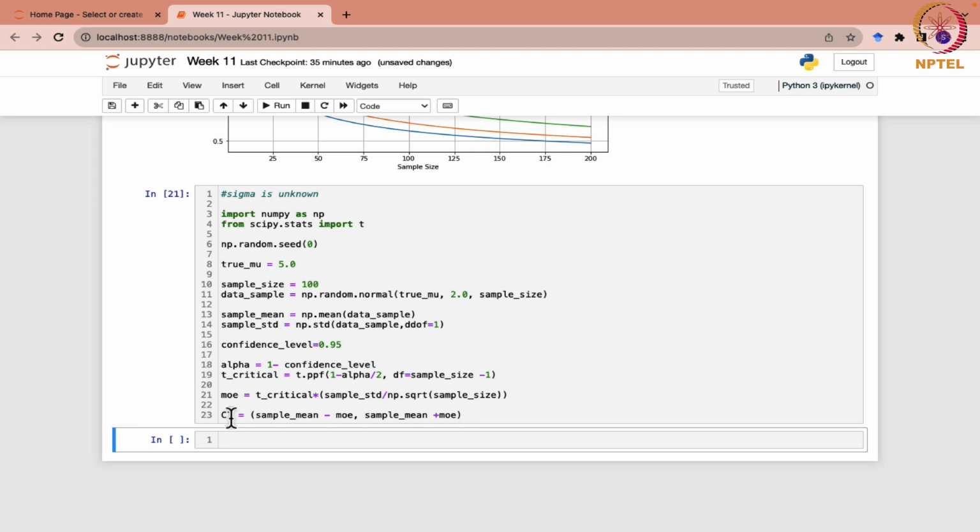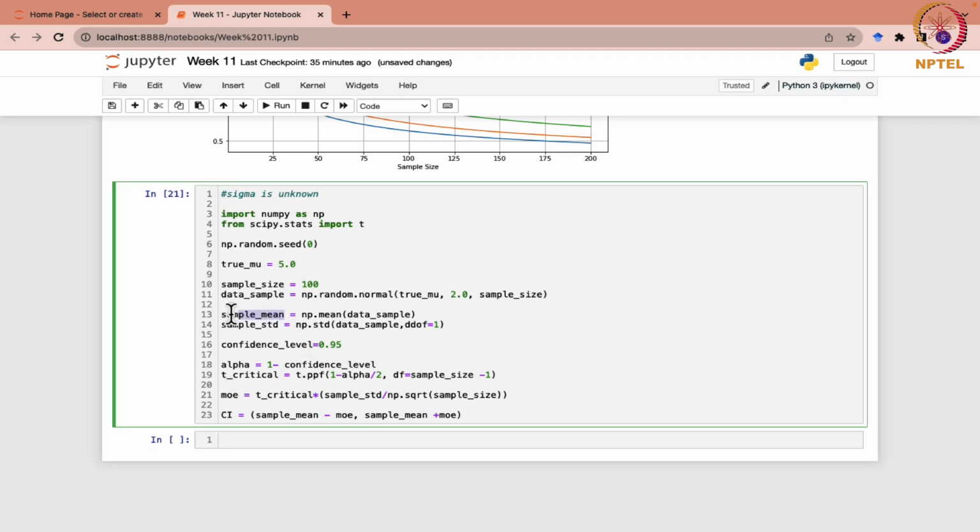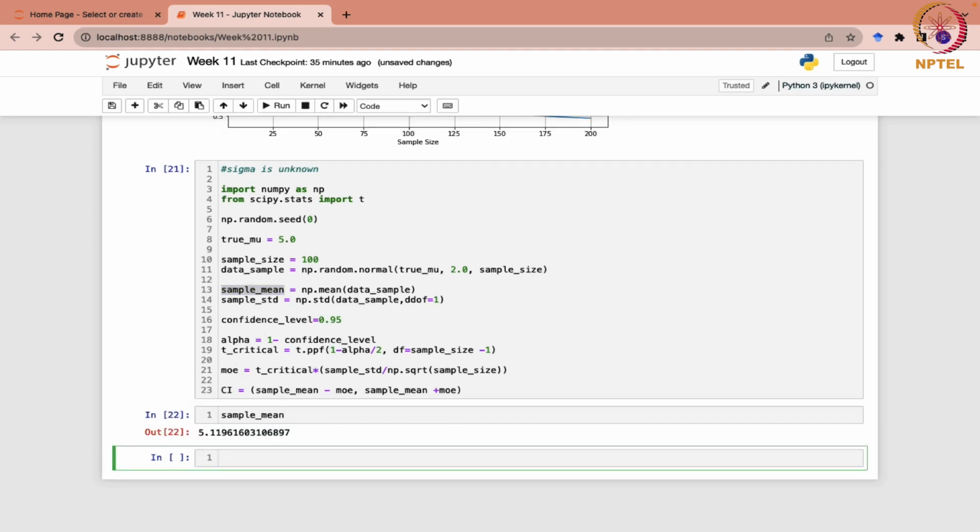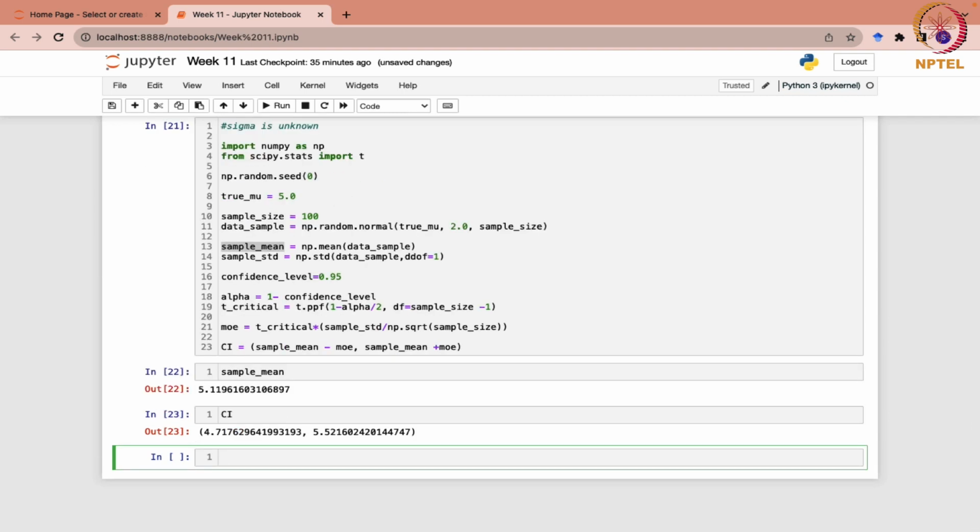Okay, if I want to see what the sample mean is, let me just write it. What was the sample mean? That is 5.11. The original parameter was 5, and let us see what the confidence interval is in this case. It is 4.717 to 5.521. So we have obtained an interval for the population parameter, that is the population mean, when sigma is unknown, by using the t distribution.